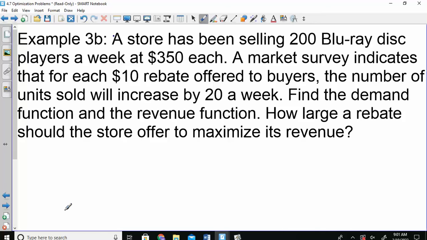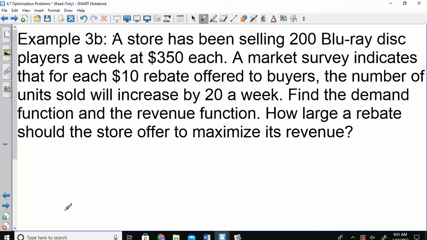So a store has been selling 200 Blu-ray disc players a week at $350 each. A market survey indicates that for each $10 rebate offered to buyers, the number of units sold will increase by 20 a week. Find the demand function and the revenue function. How large of a rebate should the store offer to maximize its revenue?